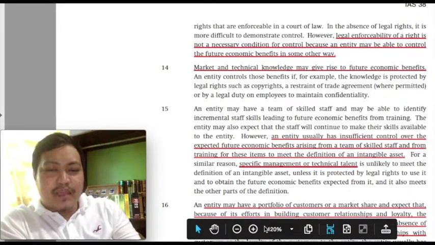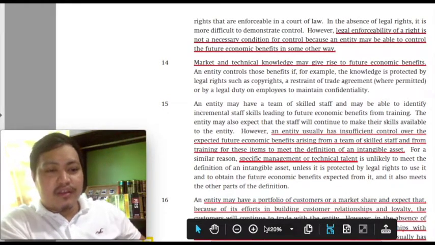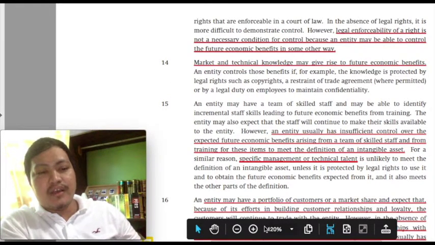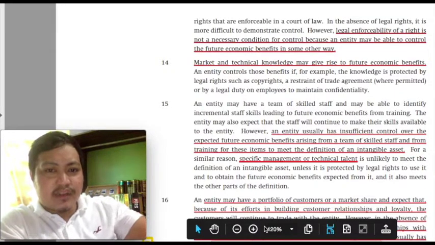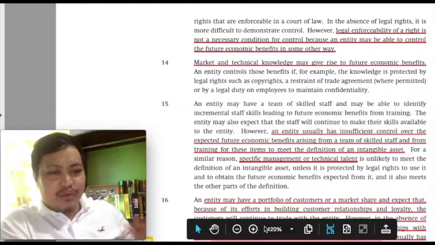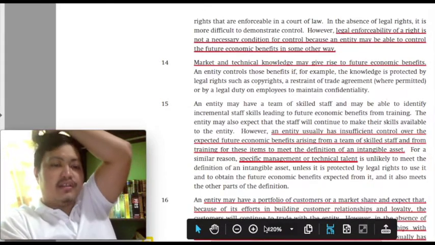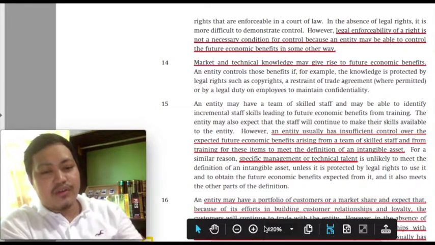So basically, class, the other parts of these paragraphs under control would give you different scenarios as to whether or not the entity can recognize an intangible asset. So understand that it's possible that the examiner will be picking out certain parts of these provisions, and you would be asked which of the following can result in the recognition of an intangible asset, which of the following embodies control, which of the following does not exhibit control.